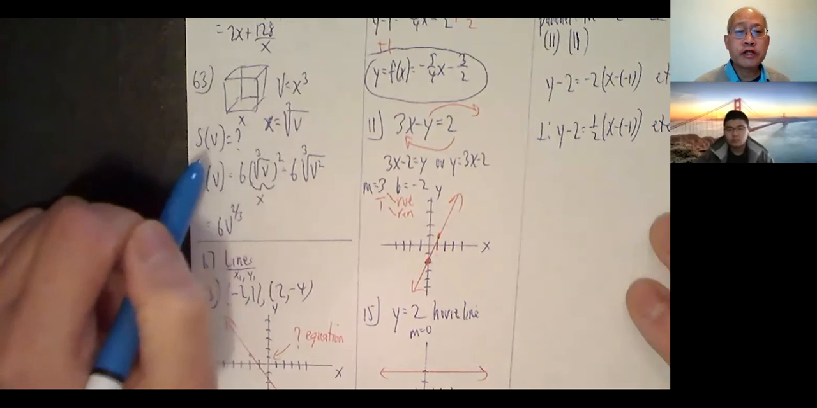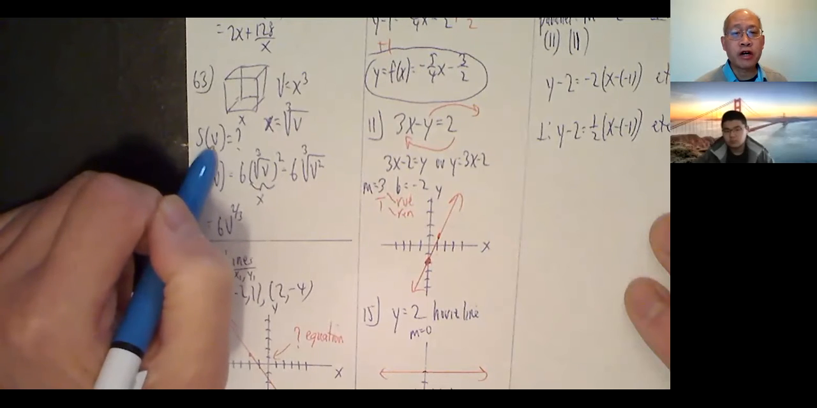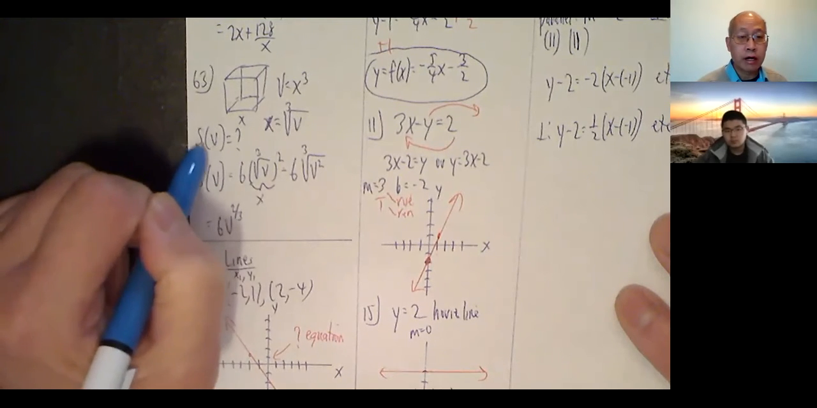And now I want the surface area. I'll call it S for surface area. So surface area as a function of V. So if you're given a V, how do you write S, the surface area?